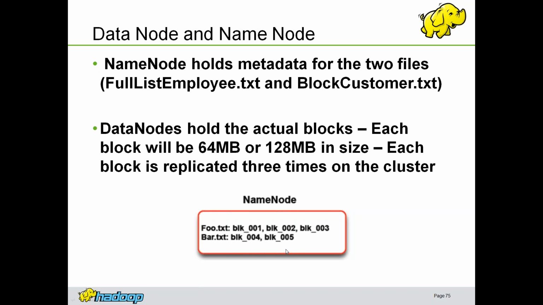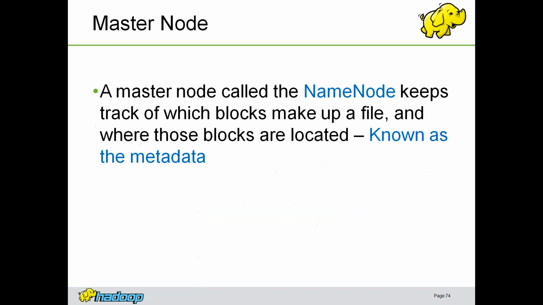Okay, another file has a different file size. So the name node will create a name for each particular file. The master node is called the name node, which will keep track of which blocks make up the file and where the blocks need to be located. It's known as metadata. It will also maintain a registry.